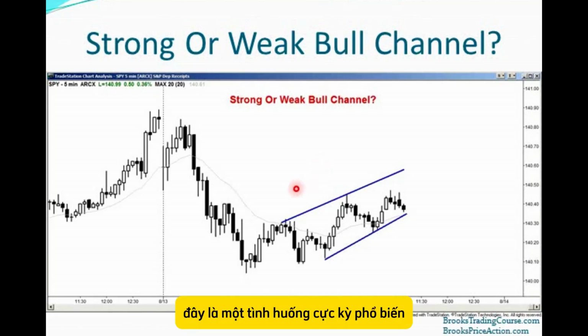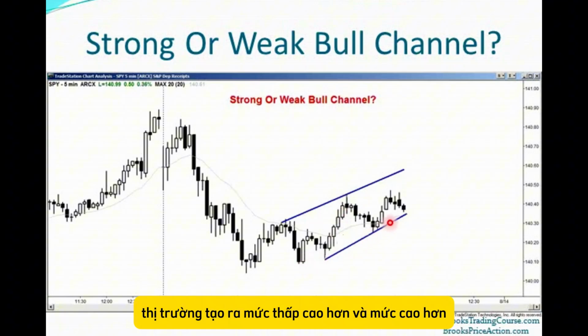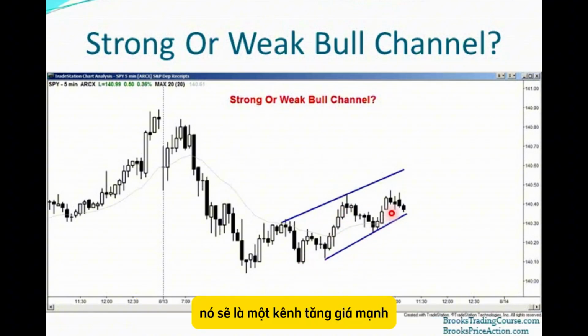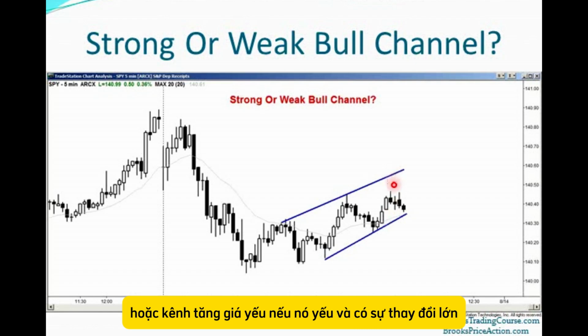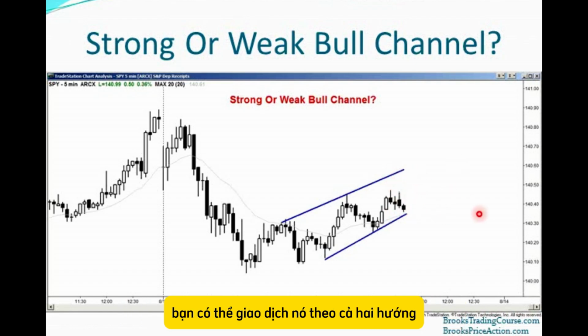This is an extremely common situation when you're looking at a chart and you see a pretty good bull spike here, the market making higher lows and higher highs. Is it going to be a strong bull channel or a weak bull channel? If it's weak and has broad swings, you can trade it in both directions. If it's strong and the pullbacks are very small, you should only look to buy.